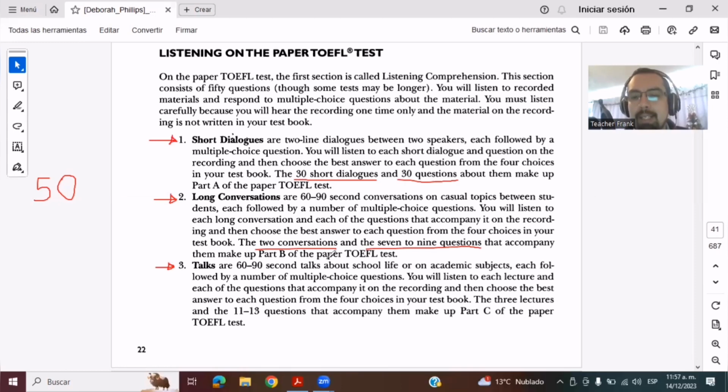It's like it says here, you will listen to each lecture. So it's a lecture, es una cátedra. Basically, la persona da una cátedra, and you have to choose the correct answer. So there are 3 lectures, it says here, and this involves from 11 to 13 questions. This is part C of the paper TOEFL test for the listening section. So this is in general the overview of the test. Okay. If you want to pause the video, take notes, go ahead.